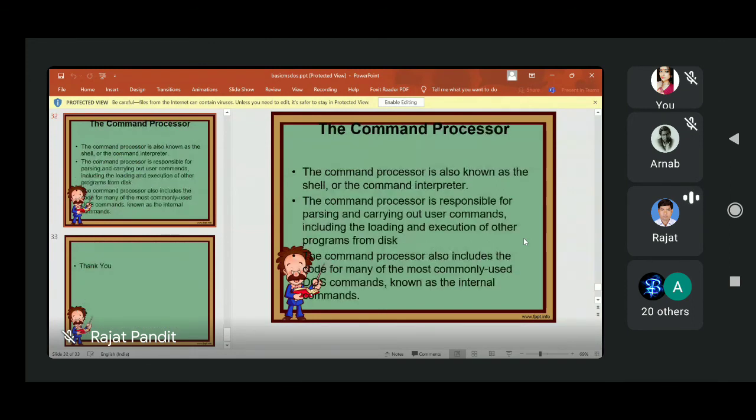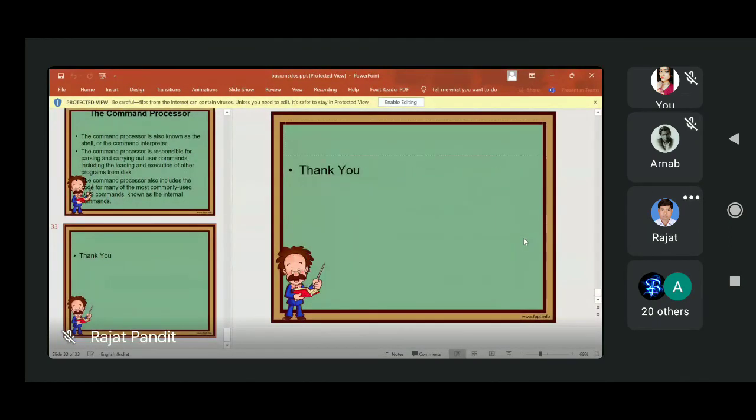And the command processor is also known as the shell. So there are two things, the shell and the kernel. The command processor is used as the shell or the command interpreter. The command processor is responsible for parsing and carrying out user commands, including the loading and execution of other programs from disk. The command processor also includes the code for many of the most commonly used DOS commands, known as the internal commands.